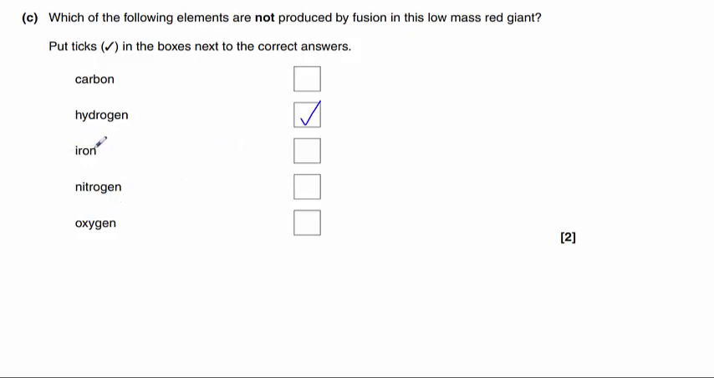Looking down the list, the next element that should jump out is iron. Iron cannot be formed inside a red giant. In fact, iron and all of the elements heavier than iron can only be produced in supernovae, which are incredibly hot explosions of supergiants. They certainly cannot be created in the core of any star or red giant.